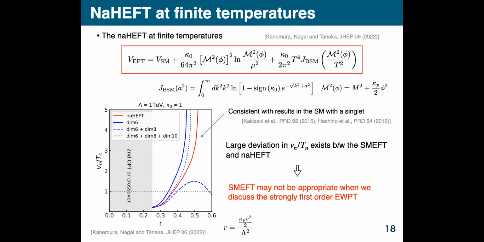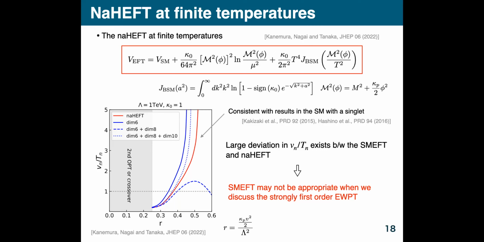The first term is the potential in the standard model at finite temperature. The second one is the correction to the Higgs potential from the new particles at zero temperature. And the third term is the thermal correction from the new physics. And J_BSM is defined by this form. By using this potential, we can discuss the electroweak phase transition.